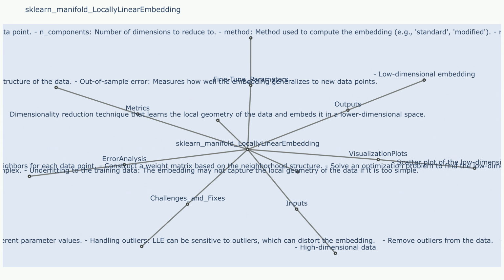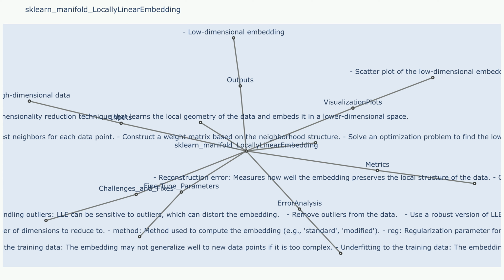Uncertainty methods. Out-of-sample extension. While LLE is primarily designed for dimensionality reduction on training data, there are approaches for out-of-sample extension to project new data points to the learned embedding. This involves finding the nearest neighbors of the new point in the original high-dimensional space and using the learned weights to project it to the lower dimensional space.